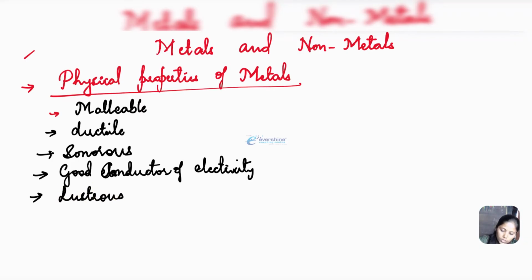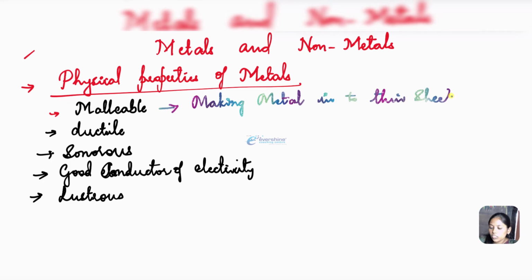Okay, so you should know what is malleable. What do you mean by malleable? Malleability means making metal into thin sheets. Making metal into thin sheets is called malleability. What do you mean by ductility? Drawing metal into thin wires.